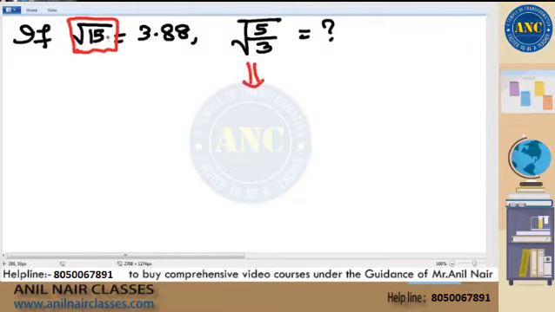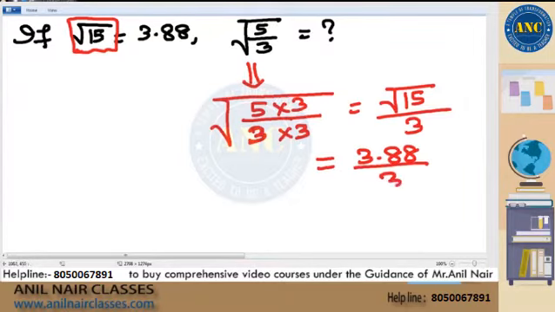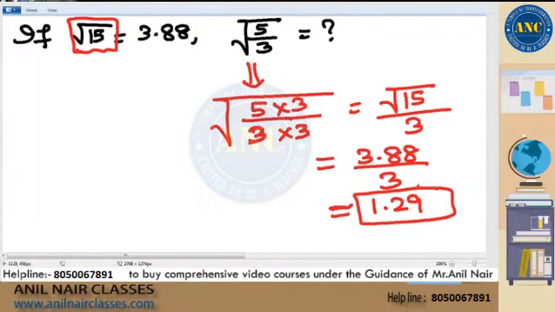That means I should get it as root 15. How will I get it? I need to find root of 5 by 3, but I want to have root 15. So multiply by 3 in the denominator also. So this is root 15 in the numerator. Root of 3 into 3 is root 9, which is 3 in the denominator. Root 15 value is known: 3.88 by 3. Approximately answer is 1.29. Definitely you should make use of the values which are given, sir. Then only the problem becomes very easy.